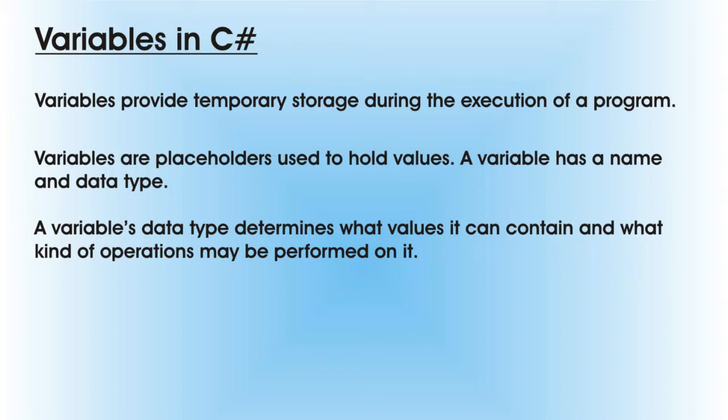Hi guys, so today I'm going to explain what variables are in C#. Variables provide temporary storage during the execution of a program. Variables are placeholders used to hold values. A variable has a name and a data type. A variable's data type determines what values it can contain and what kind of operations may be performed on it.